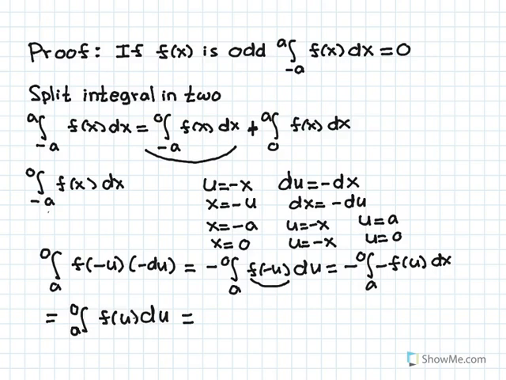Now we have a property of integrals which tells us that if we interchange the order of the limits, we put a minus in the front. So minus the integral from 0 to a of f of u du.